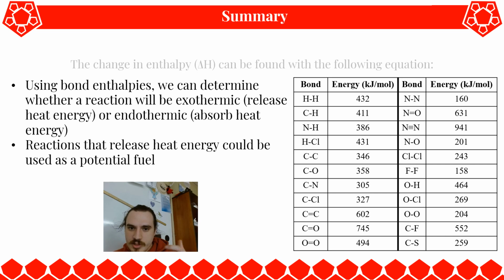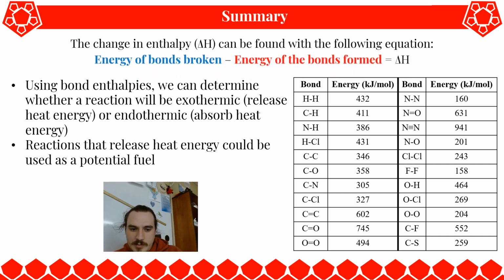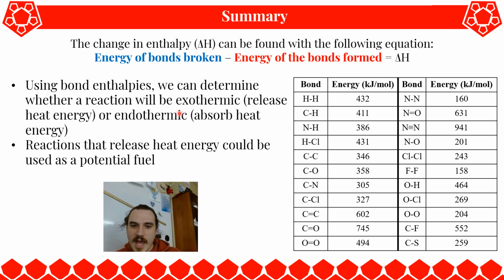Okay, so to summarize what we talked about, we can use the change in enthalpy using the following equation to tell us some things about a chemical reaction. So we used bond enthalpies from the table here to determine whether a reaction will be exothermic, releasing heat energy, or endothermic, absorbing heat energy. Reactions that release heat energy could be used as a potential fuel, or maybe an explosive, or maybe a hand warmer. And reactions that absorb heat energy are typically not as useful, but if the chemical we need to make with that is really useful, it might be worth our time to spend energy to make those chemicals.